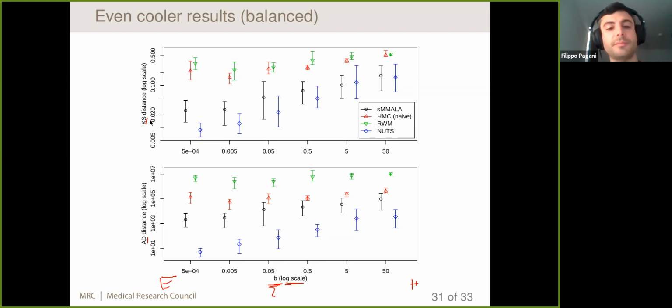What is the Kolmogorov-Smirnov distance? It is a distance on the CDF of the sample that you are taking, and it's defined as the sup of the absolute value of the CDF from your MCMC sample minus the value of the CDF from the true CDF.